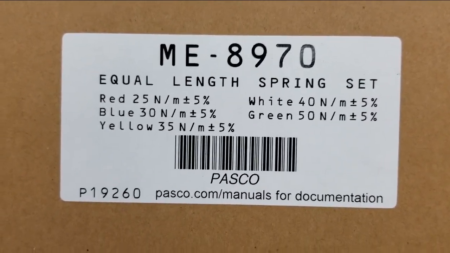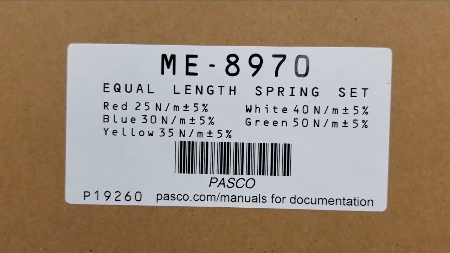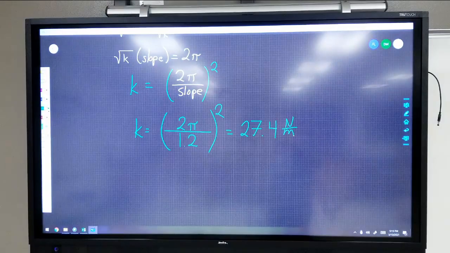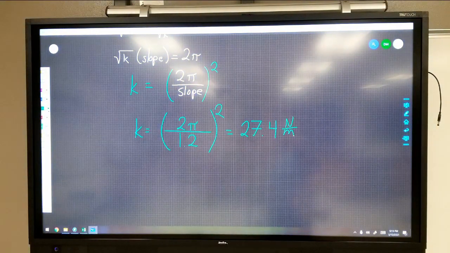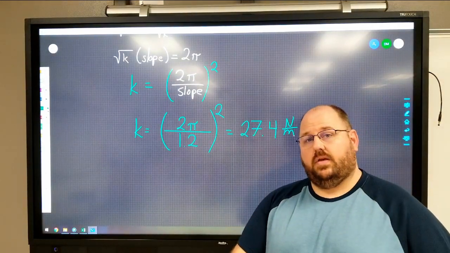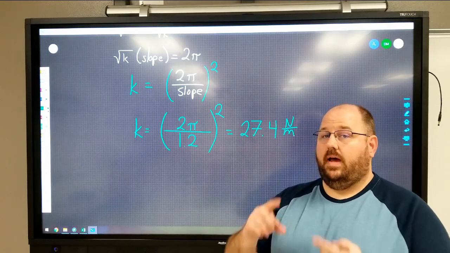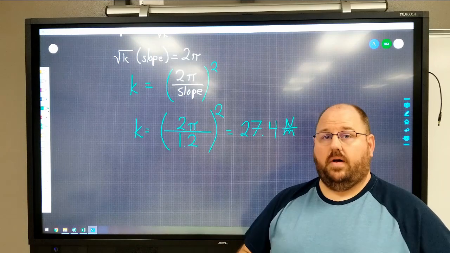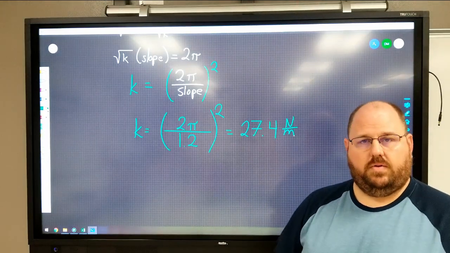And Pasco, they manufacture things for teachers like me. 5% is good enough. And so 25 newtons per meter, plus or minus 5%, falls exactly in line with my calculated spring constant of 27.4 newtons per meter. And so the fact that the spring constant I calculated from doing all that matches what's on the box probably means that I did the lab correctly, and I'm doing the physics that you guys are learning correctly as well. So we should be pleased with ourselves.